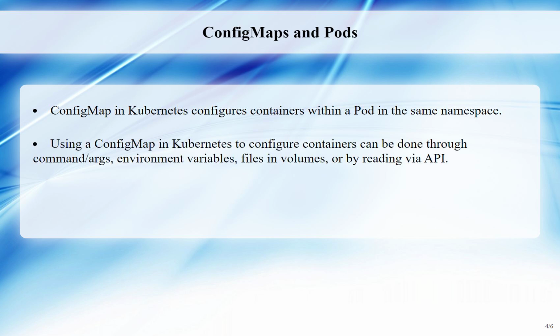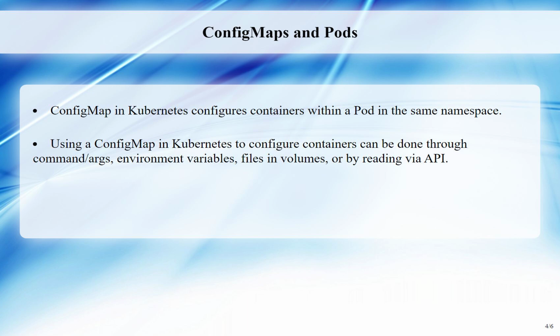There are 4 ways to use a ConfigMap to configure a container: by specifying command and args, environment variables, adding a file in a read-only volume, or writing code to read the ConfigMap using the Kubernetes API. The first 3 methods allow the kubelet to use the data from the ConfigMap when launching containers for a pod, while the 4th method requires writing code to read the ConfigMap.